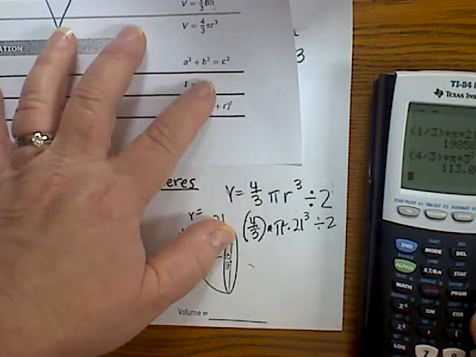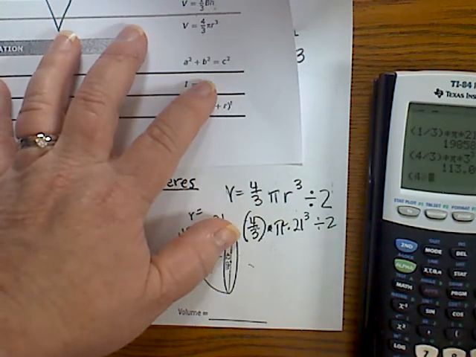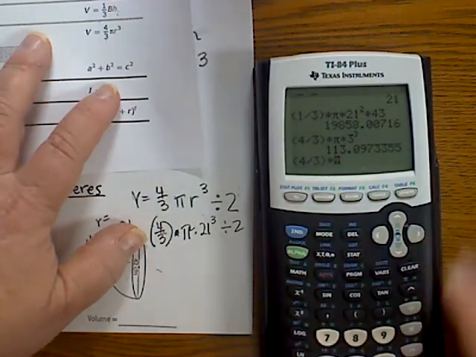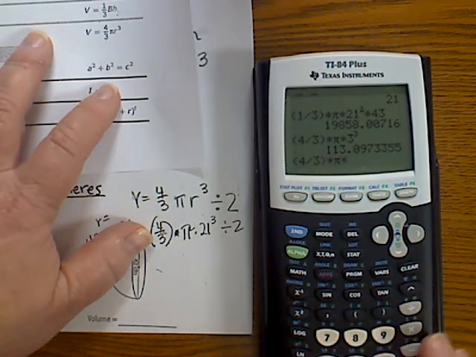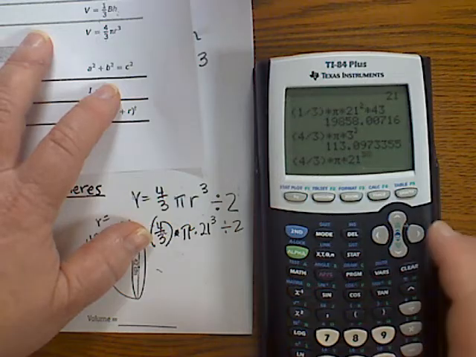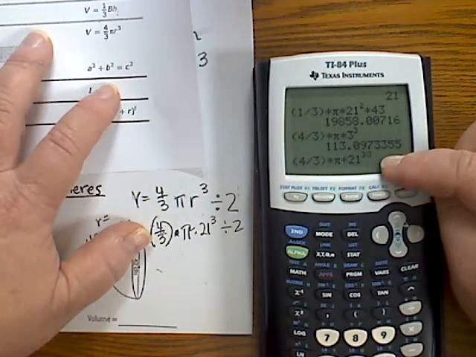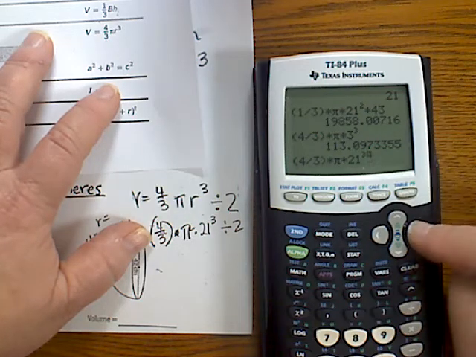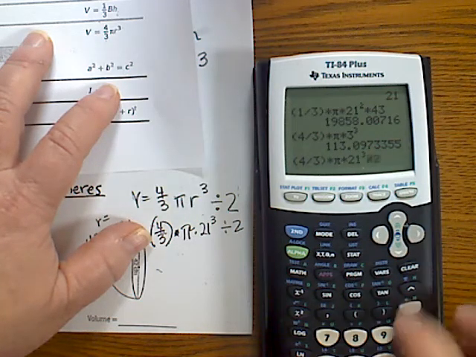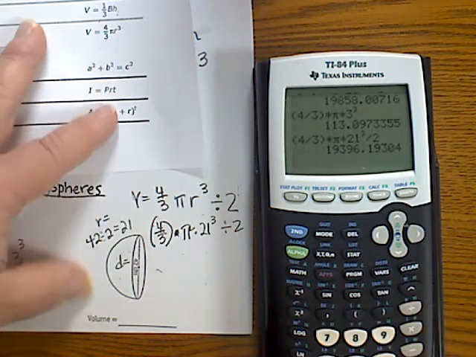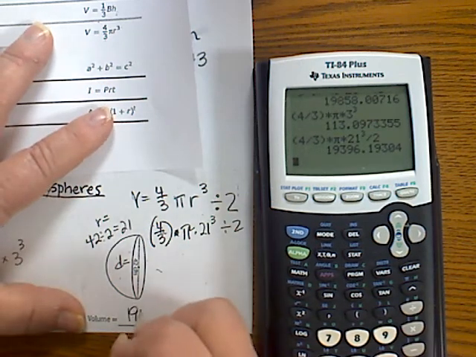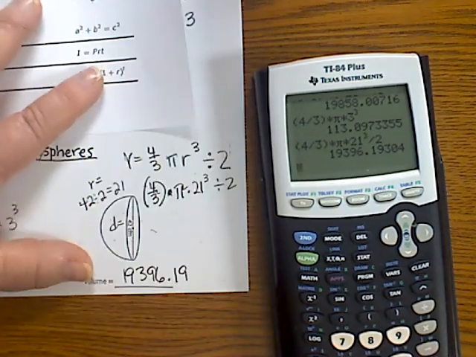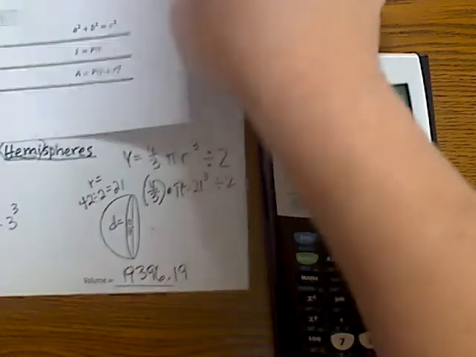So here we go. Parentheses, 4 divided by 3, parentheses, okay, times second and pi times 21 to the power of 3. Now you got to make sure you get out of exponent land, because if you put divided by 2, it'll stay right up there unless you arrow out. Now put divided by 2, and then I can get my answer. 19,396 point, I'm just going to put 19, okay? All right, let's do the last problem together.